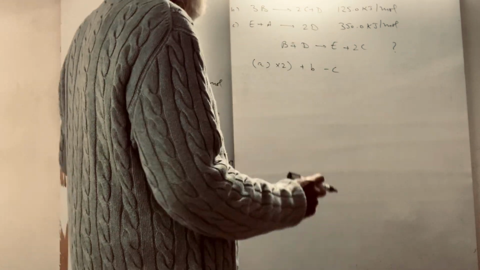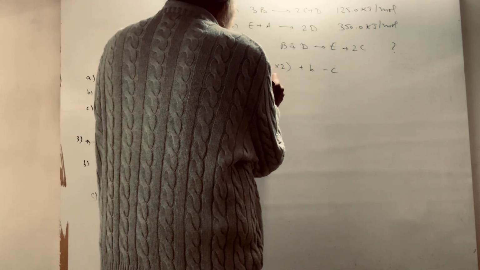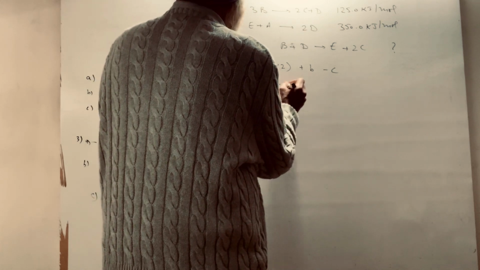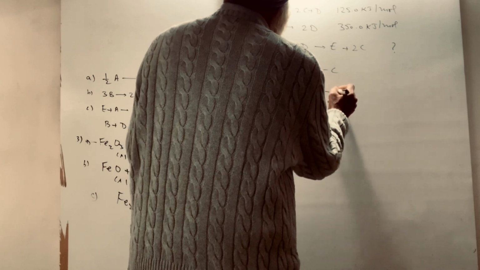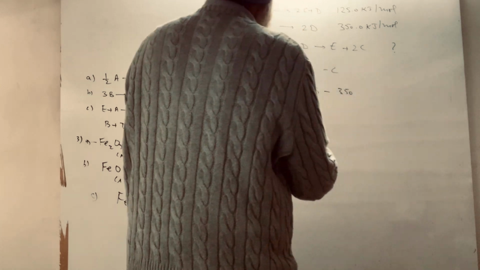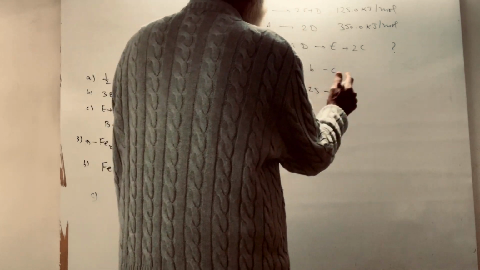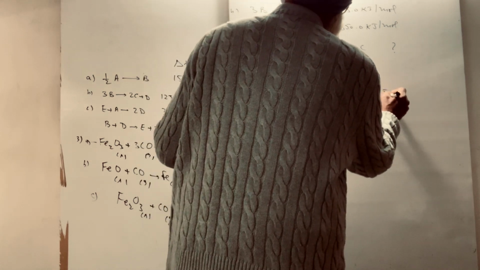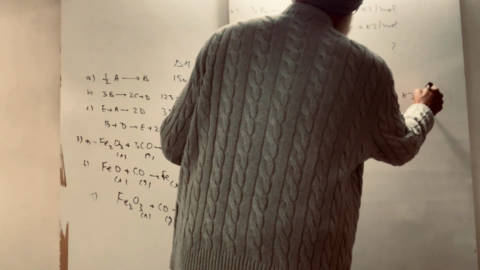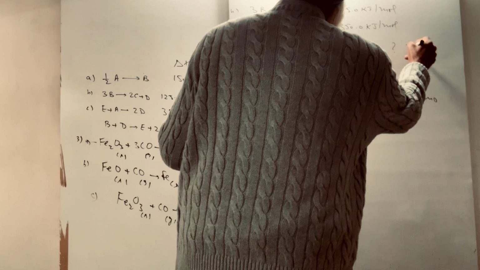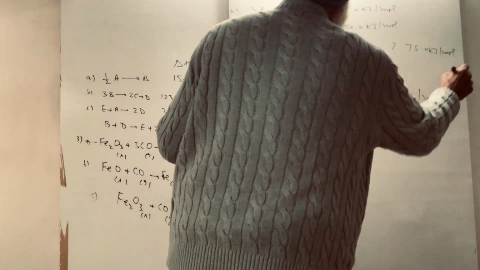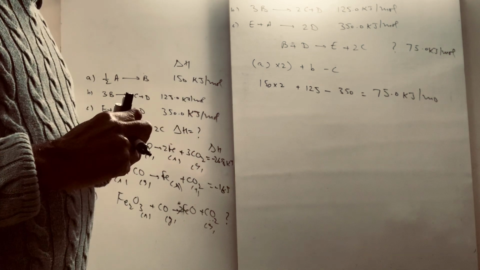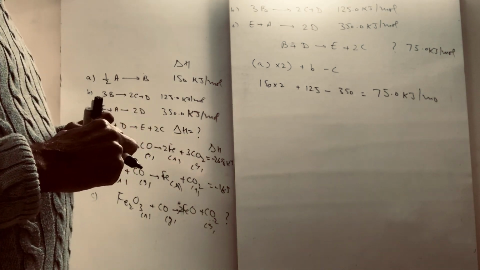So as a result of that, what should be the answer? It is 150 multiplied by 2 plus 125 minus 350. So it is 425 minus 350, and the answer should be 75 kilojoule per mole. Such simple questions they ask in the exam.